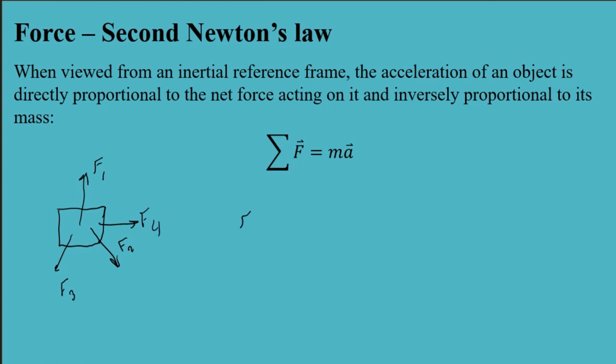So my total F is going to be equal to F1, with the vector on top, F2, F3, and F4. And you know that I can't simply add them together. It's just a notation that I'm saying F1 plus F2, right? And then this is going to be equal to m, mass of the object, times acceleration.